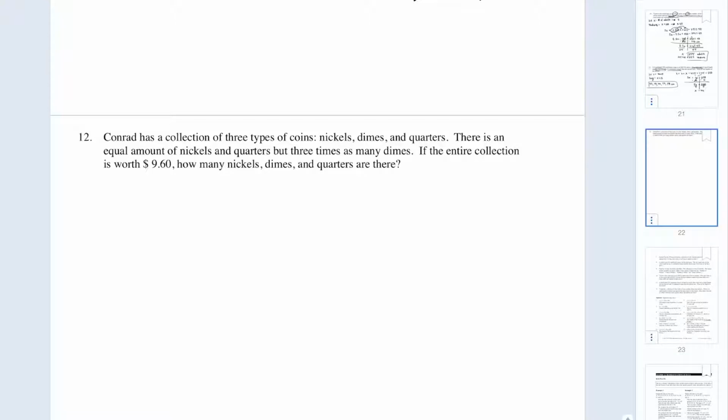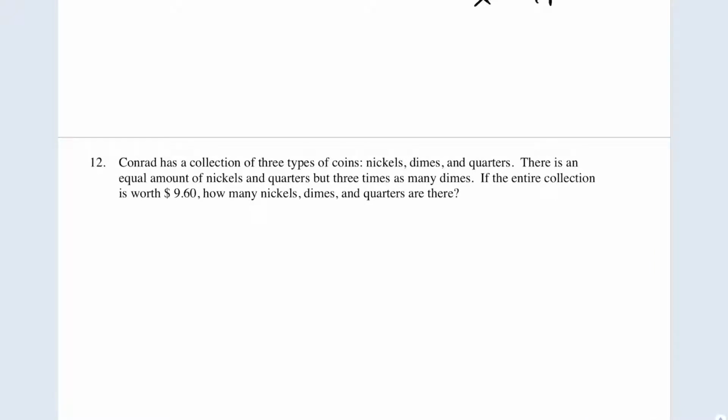Conrad has a collection of 3 types of coins: nickels, dimes, and quarters. There's an equal amount of nickels and quarters, but 3 times as many dimes. If the entire collection is worth $9.60, how many nickels, dimes, and quarters are there? Okay, so I know there are 3 parts here, but remember, nickels and quarters have the same amount. So when I define my variable, let x equal the number of nickels and quarters. Then the number of dimes is 3 times as many, so 3 times x.